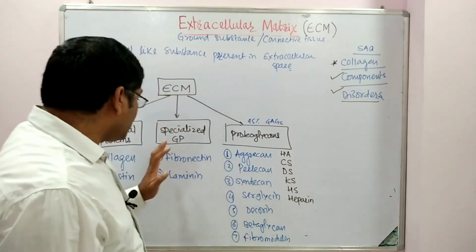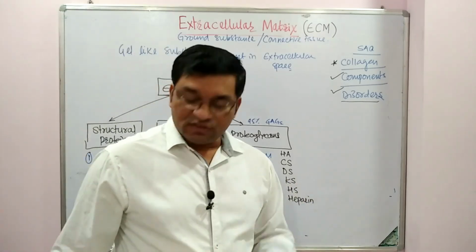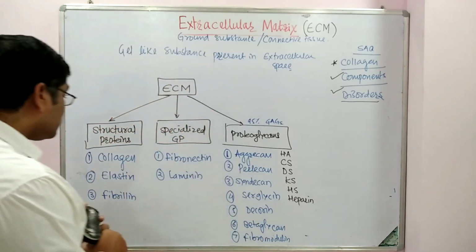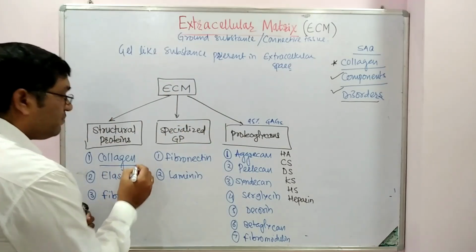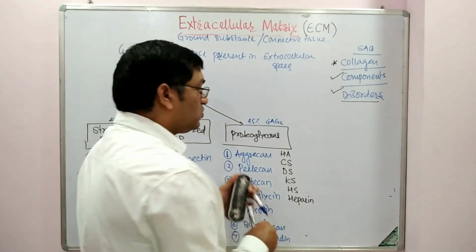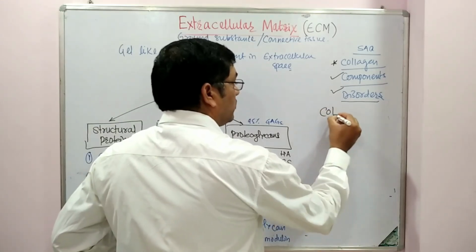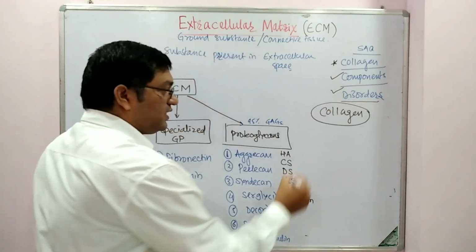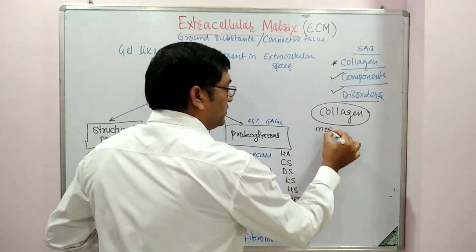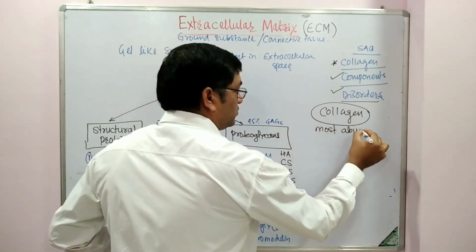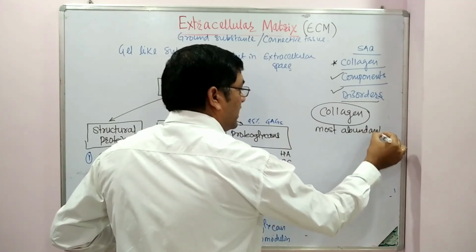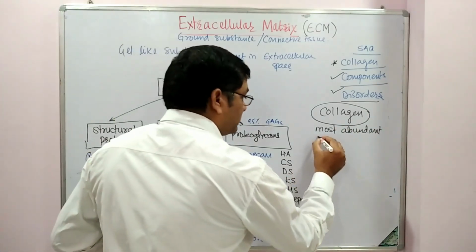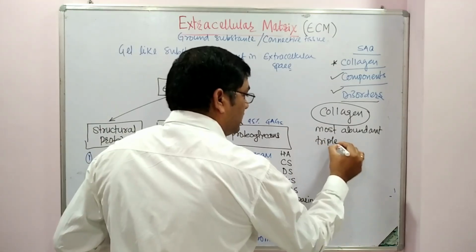Now we'll discuss component by component with their functions. The first one is collagen. Collagen is the most abundant protein found in animals. Coming to the discussion of collagen, you may get a short note on this. It is the most abundant protein found in animals, and it is a triple helix.